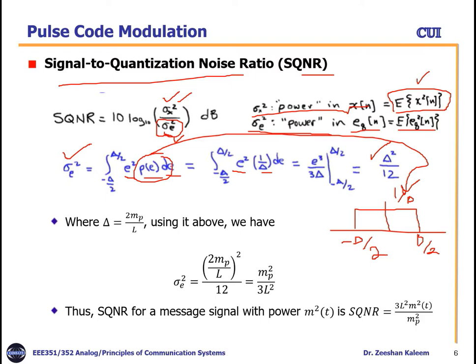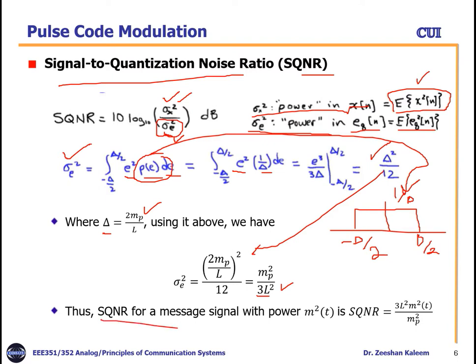So now we can call it the noise power. First, you know that delta is 2 MP over L. So in the delta square over 12 equation, instead of delta, we will put 2 MP over L, whole square over 12, and we will get MP square over 3L square. So from here we can notice that the noise decreases when L increases. As I mentioned, whenever the quantization levels increase, we get a more accurate signal. So it means the noise will be less, because they are inversely proportional to each other.